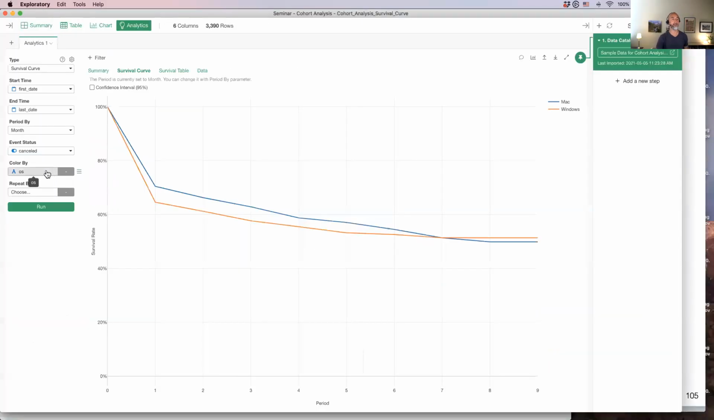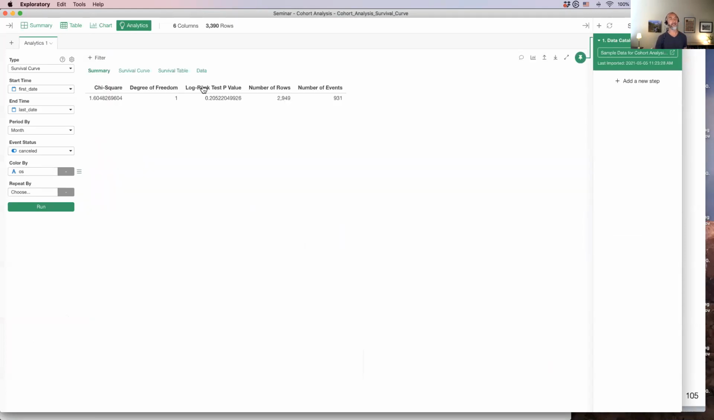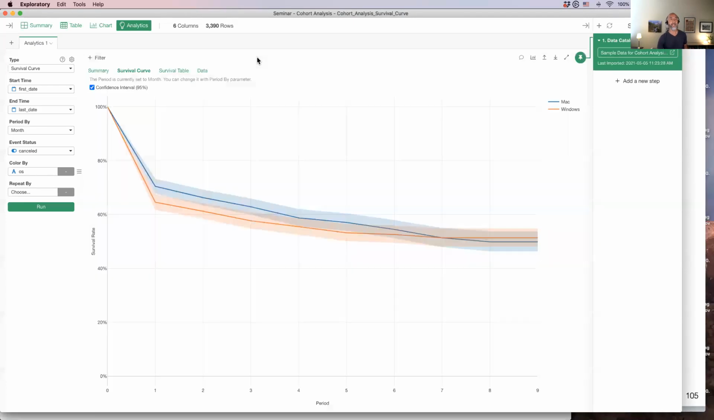So now we are seeing the OS and I just click on the confidence interval and we are basically comparing these two. And as long as they're not overlapping, there's some significant difference. If you are familiar with statistics, you can go to the summary view and see something called log rank test, and you can see the p-value as well. If you're not familiar with it, don't worry about it, that's not really the big problem here. Basically, what we want to see is whether there's a difference between the two and which is better, right?